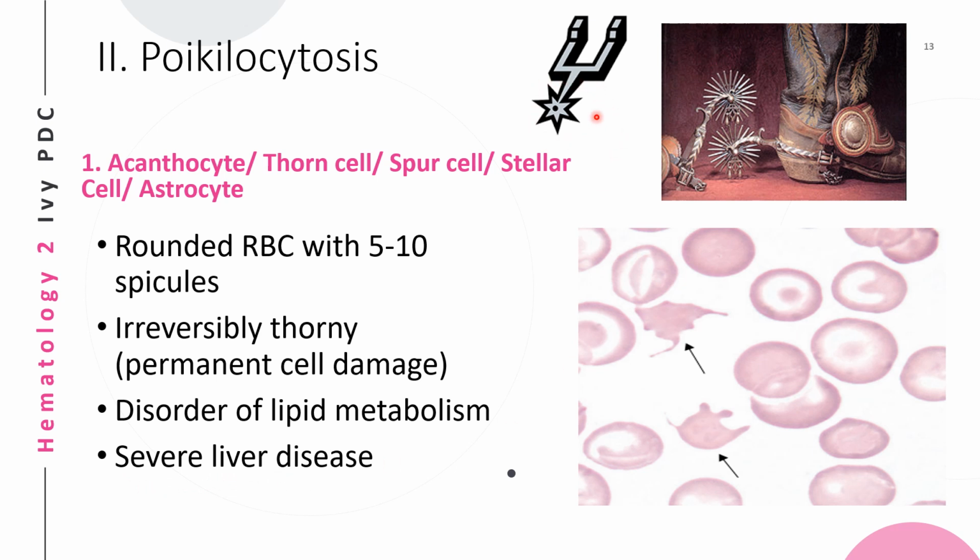This is a spur. These are usually seen behind cowboy boots to make the horse go faster. And that is why an acanthocyte is also named as a spur cell. Now, they usually have a star shape. That's why they are also known as a stellar cell or an astrocyte.